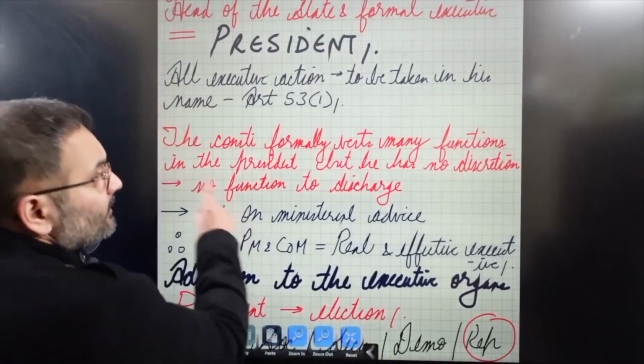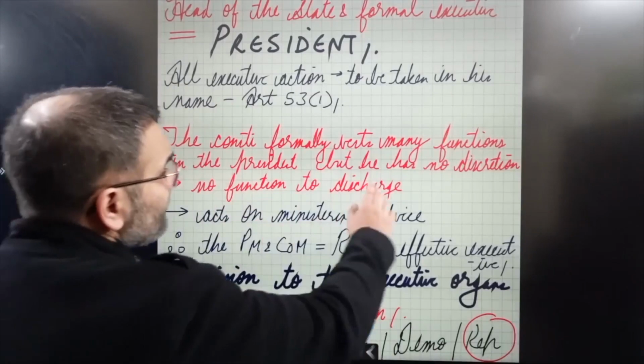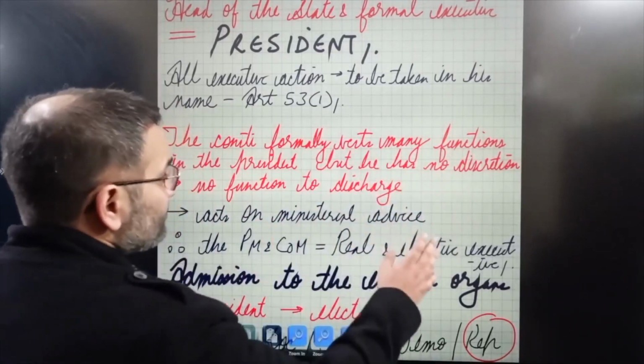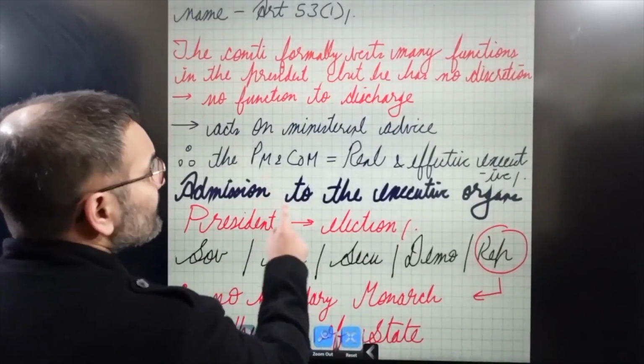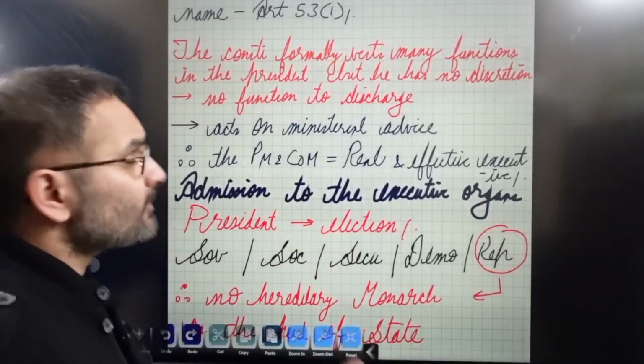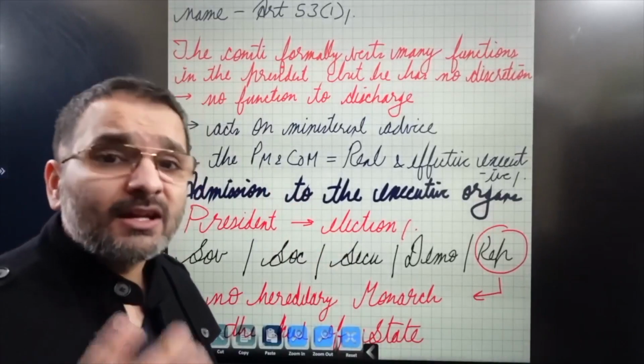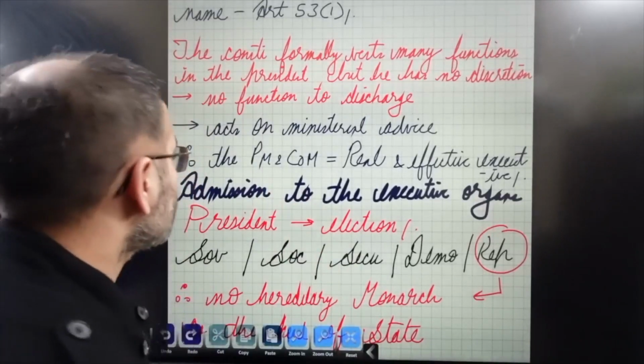So write it down. The Constitution formally vests many functions in the President, but he has no discretion in specific functions to discharge. He acts on ministerial advice. Write this down. He acts on ministerial advice. This is what you need. This is the language that you need for the law optional, right?